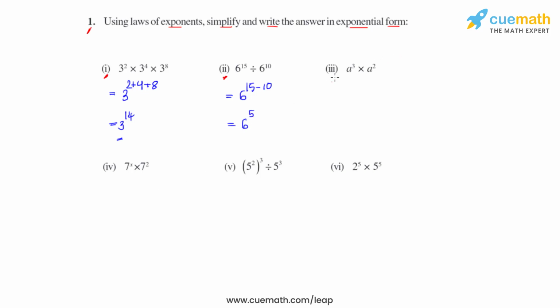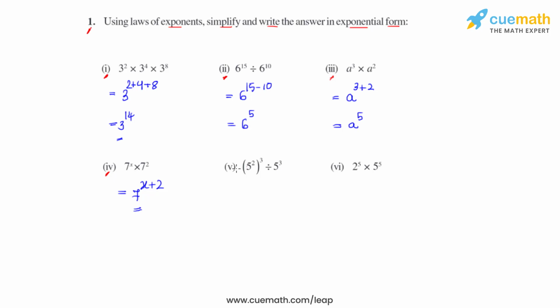The third bit is again the product law of exponents. We will keep the same base, which is a, and let's add the powers: 3 plus 2. That gives us the answer a raised to 5. The fourth bit also uses the product law of exponents itself. We'll keep the same base, which is 7, and we will add the powers, that is x plus 2. So this is the answer for the fourth bit.